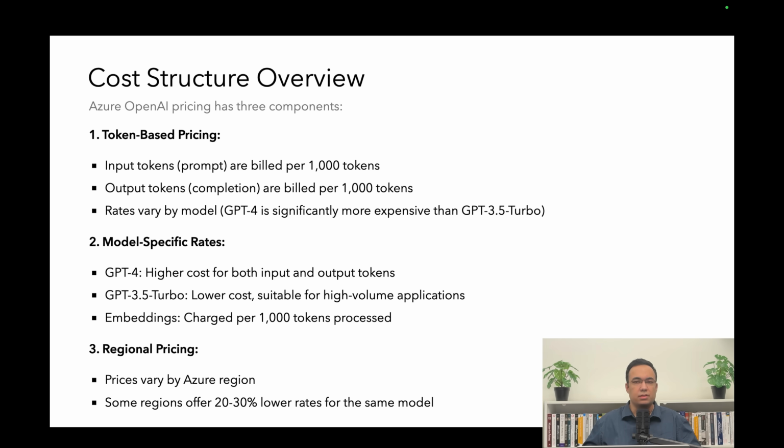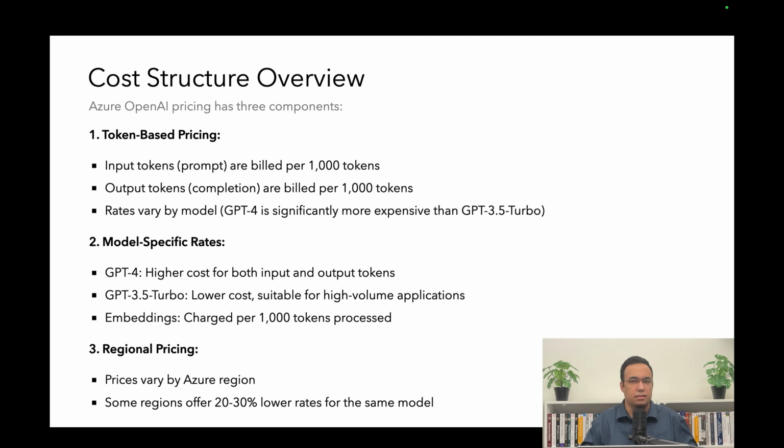The third component is regional pricing. Prices vary by Azure region. Some regions offer 20 to 30% lower rates for the same model. This is typically driven by capacity availability. Regions with newer data centers or more capacity might have promotional pricing.